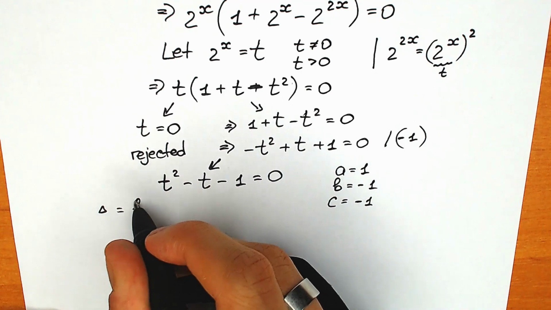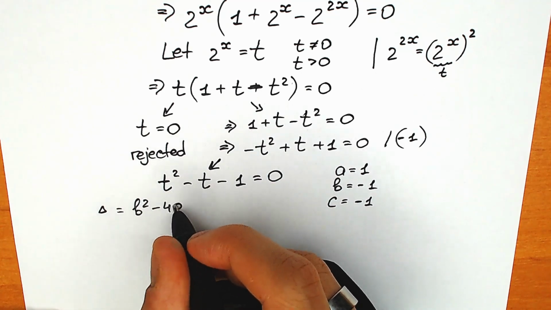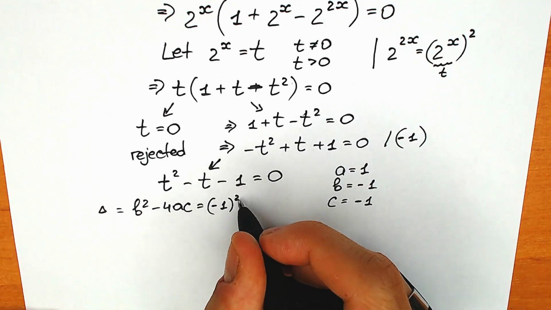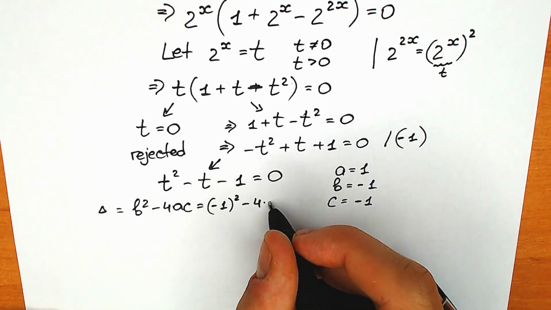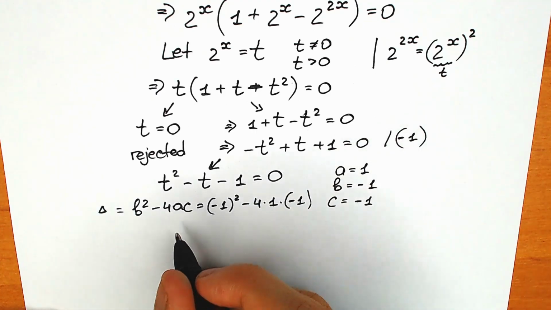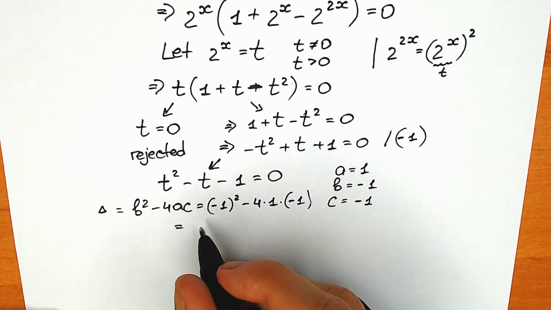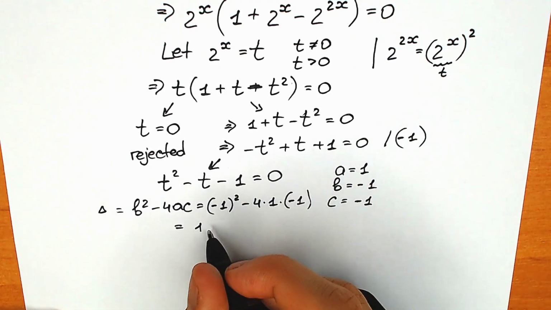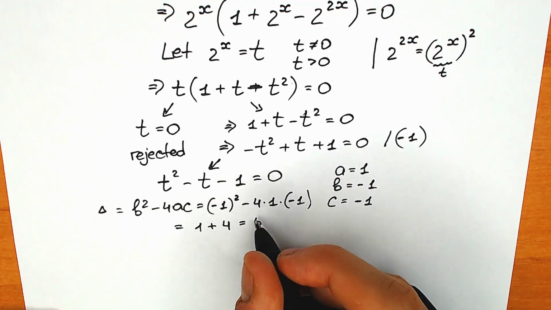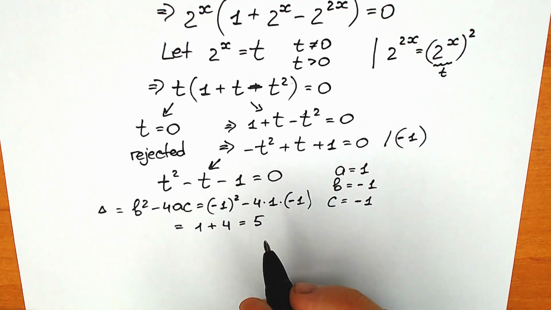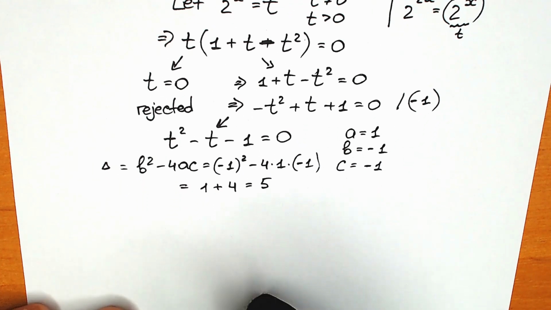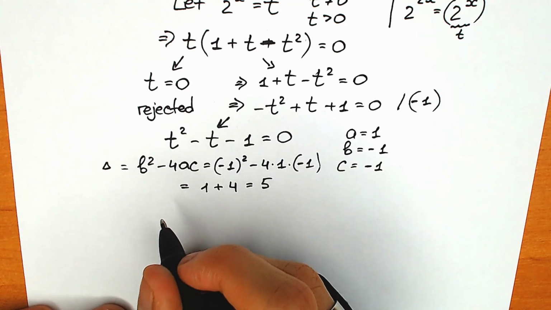Our discriminant is equal to b square minus 4ac. As a result, we have minus 1 square minus 4 times a times 1 times c, minus 1. Okay, really great. As a result, our discriminant is equal to 1 minus minus, so plus 4 times 1, equal to 5. So our discriminant is positive. So in this branch, we're going to have two roots. It's also really great. So let's plug our discriminant into this formula.